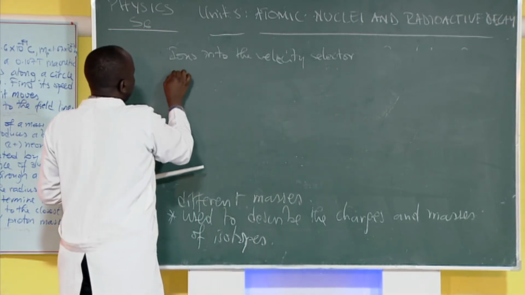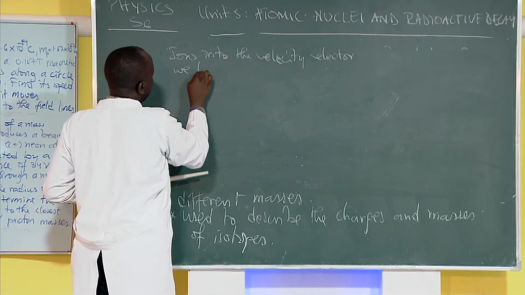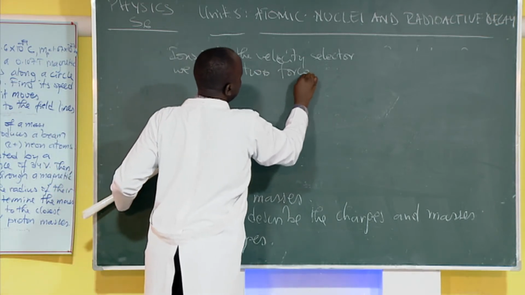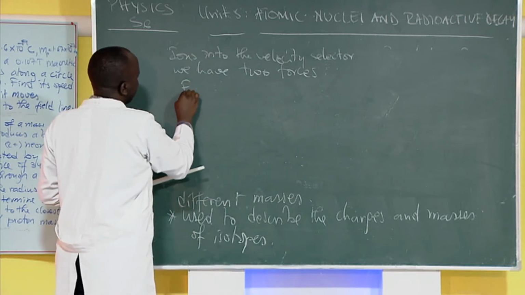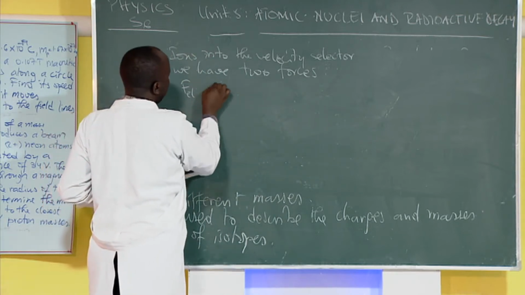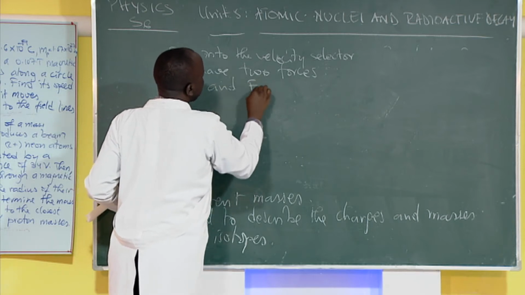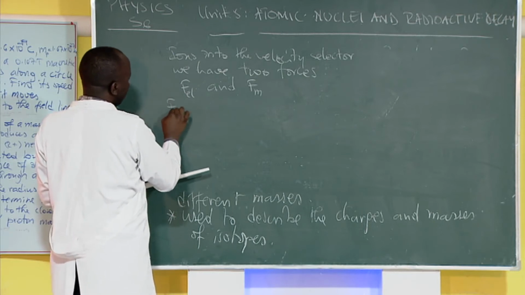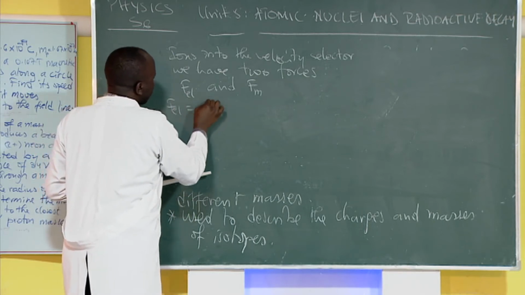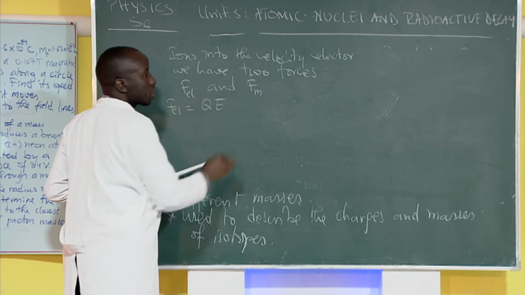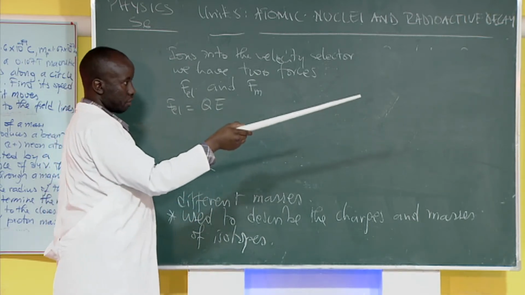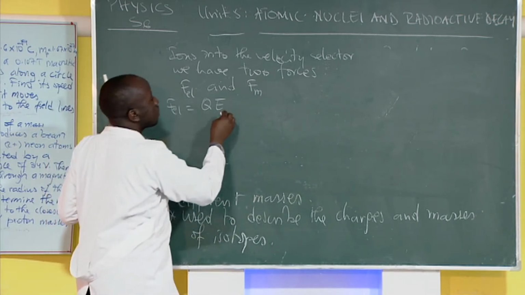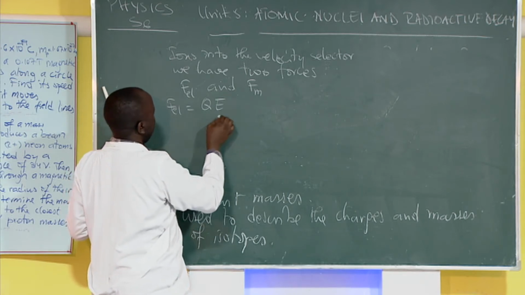So we have two forces. One is the electric force, and another is a magnetic force. The electric force here will be equal to the charge times the electric field. You see the electric field we have into the diagram. So we now have the electric field times the charge equals the electric force.